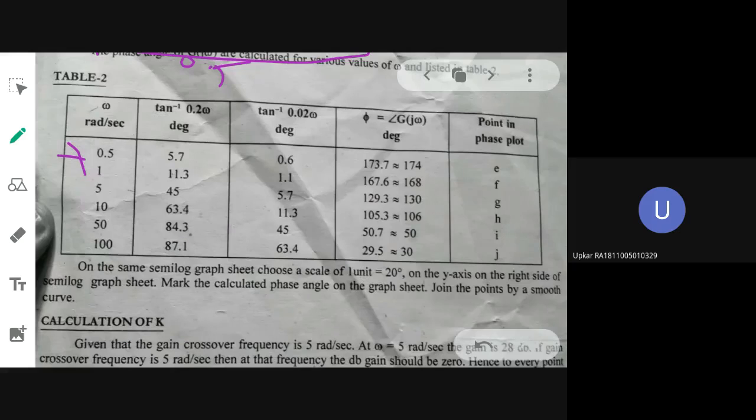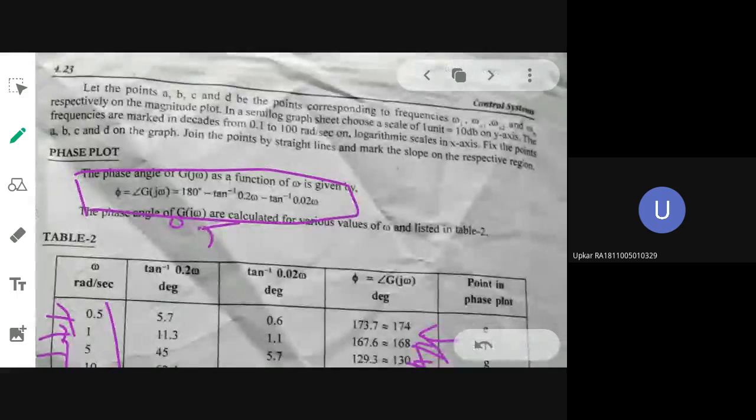So when you substitute omega equal to 0.5 in the same formula that we have discussed, if you substitute 0.5 everywhere, what value do you get for the phase? 174. Similarly, if you substitute 1, the angle is minus 168. If you substitute 5, the angle will be 130. So all these omega values you need to substitute in this formula, and then you will obtain the phase values.